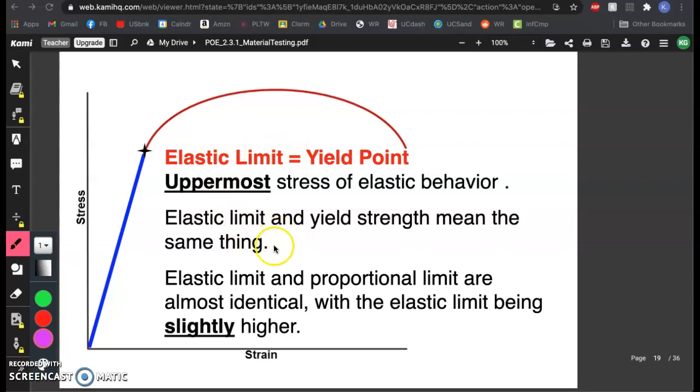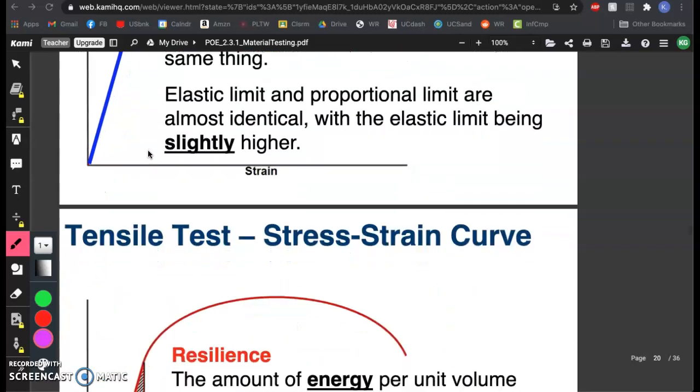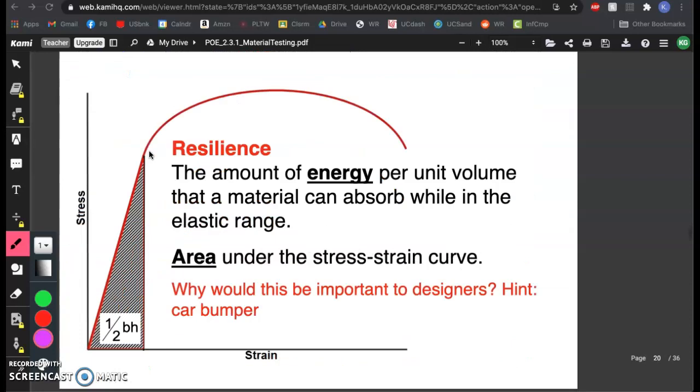It is almost in the exact same spot, but technically it's a tiny, tiny bit above it. So the proportional limit is just below it. That's where it behaves like a straight line. One dot past there is the elastic limit. That's where it's not going to bounce. The very last time where it could bounce back. The point of no return.